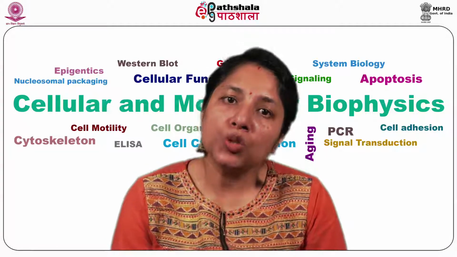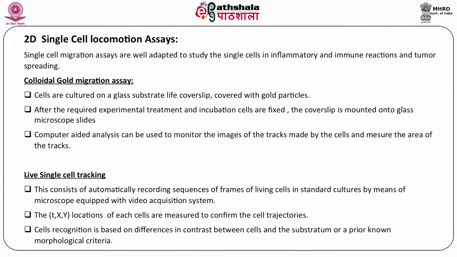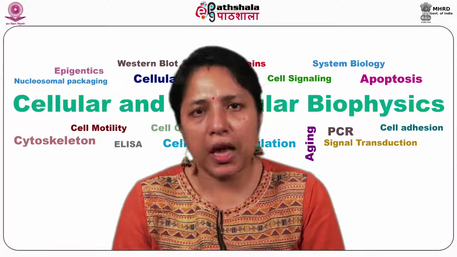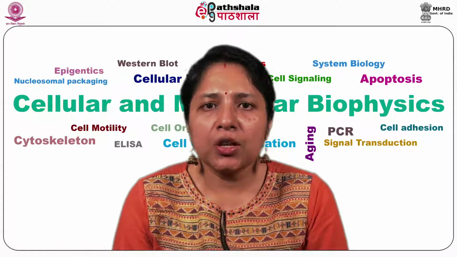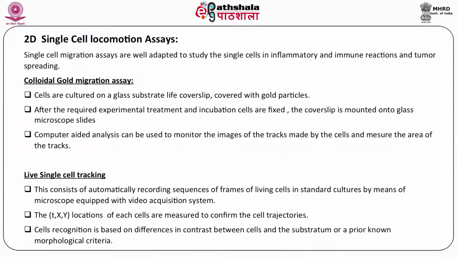Next, coming up are the 2D single cell locomotion assays. Now single cell migration assays are well adapted to study single cells in inflammatory and immune reactions and tumor spreading. The first method is the colloidal gold migration assay. Cells are cultured on a glass substrate like a cover slip covered with gold particles. After the required experimental treatment and incubation, cells are fixed, and the cover slip is mounted onto glass microscope slides.